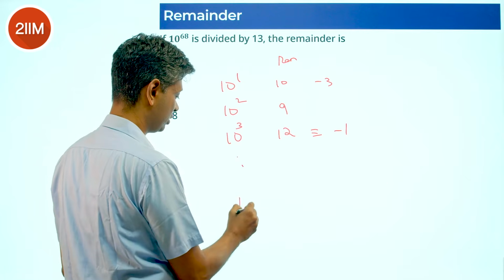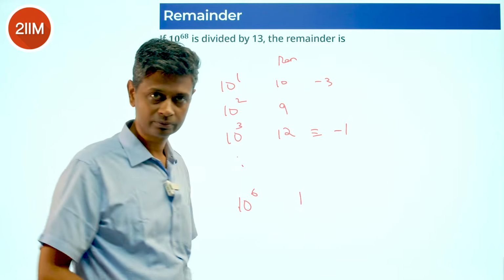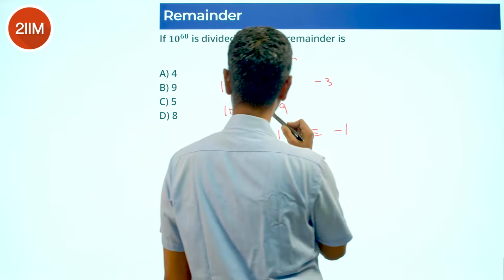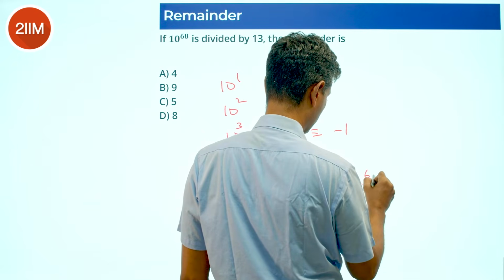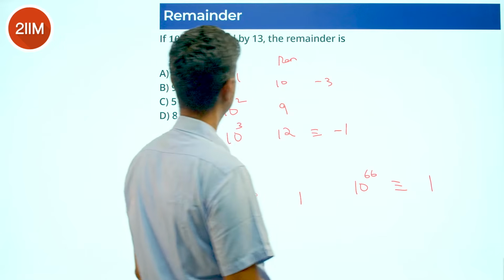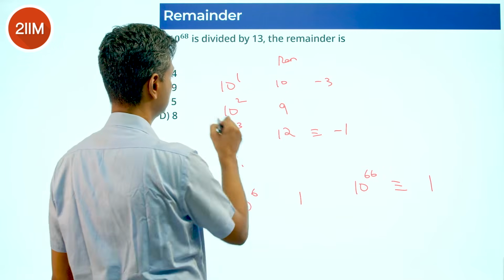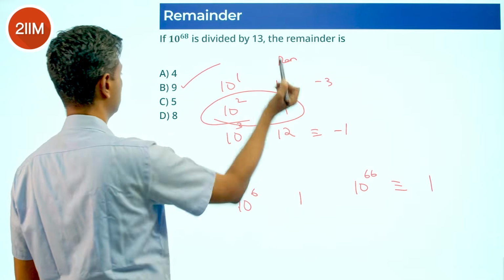So 10 power 6 gives a remainder 1. Minus 1 whole square is 1. 10 power 6 is 1. We need to go to 10 power 68. 10 power 66 divided by 13, remainder is 1. So 10 power 66 into 10 square. Done. Through.